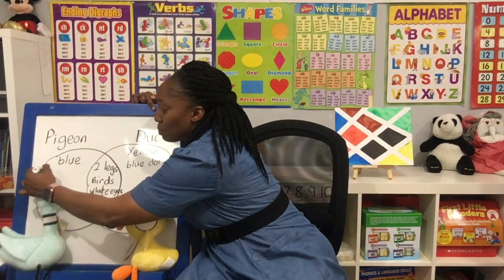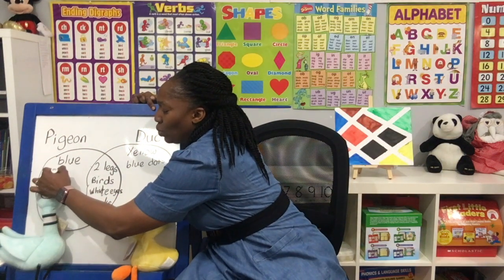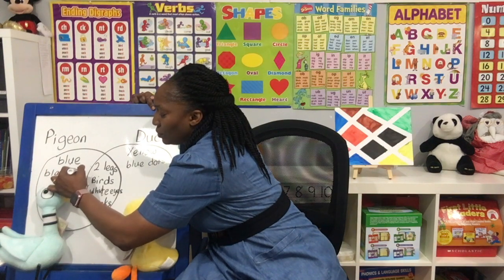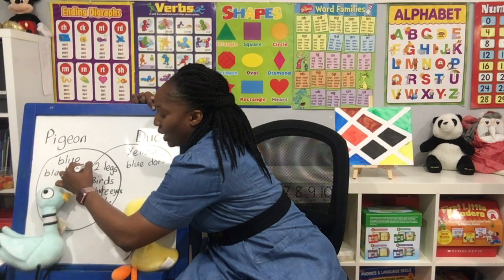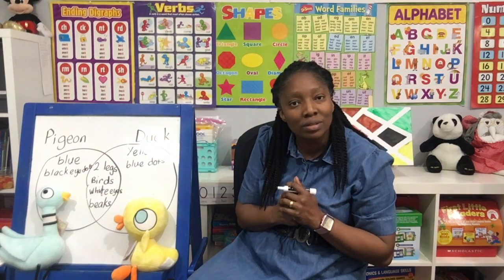And pigeon has black eye dots. Ooh, we can say it like that. Oh, wow. That was a good way you said that just now. Black eye dots. That's okay. We can write it that way. What else do you notice?